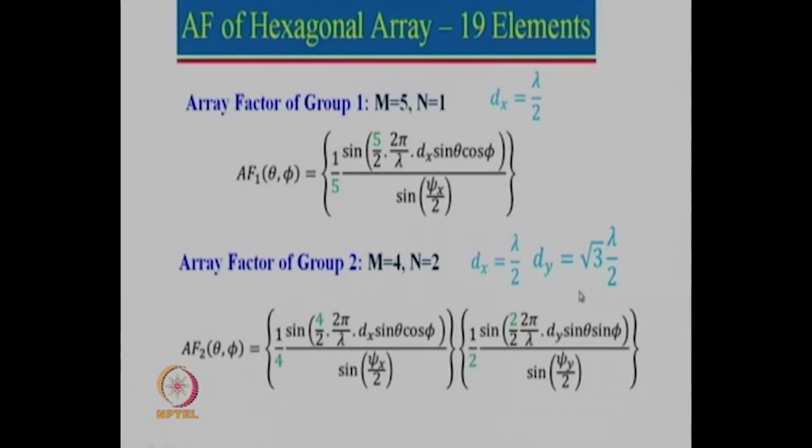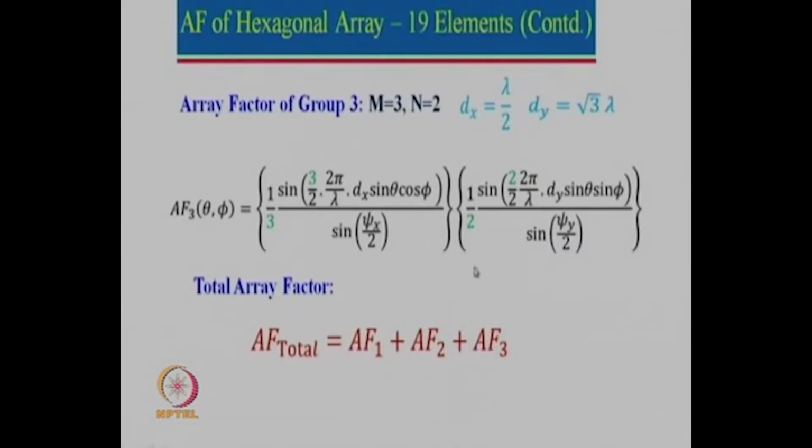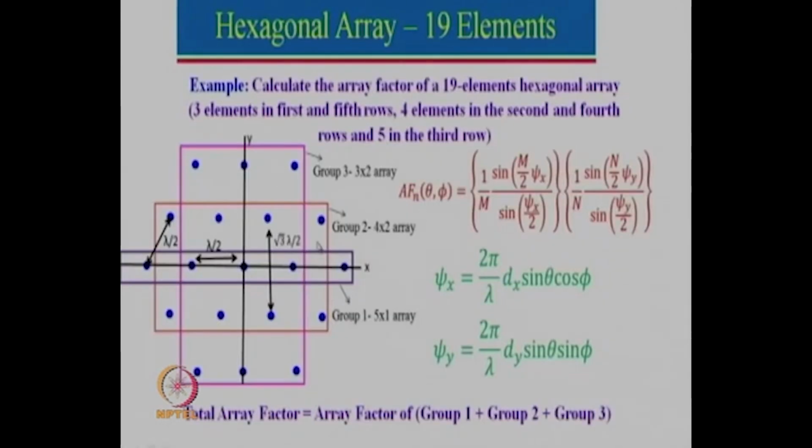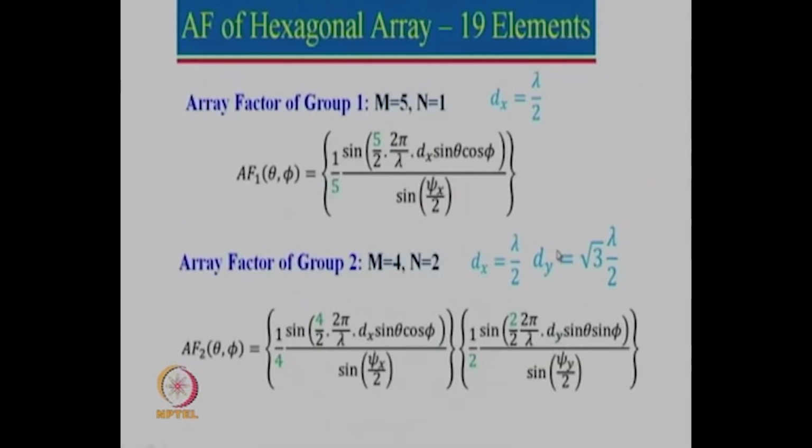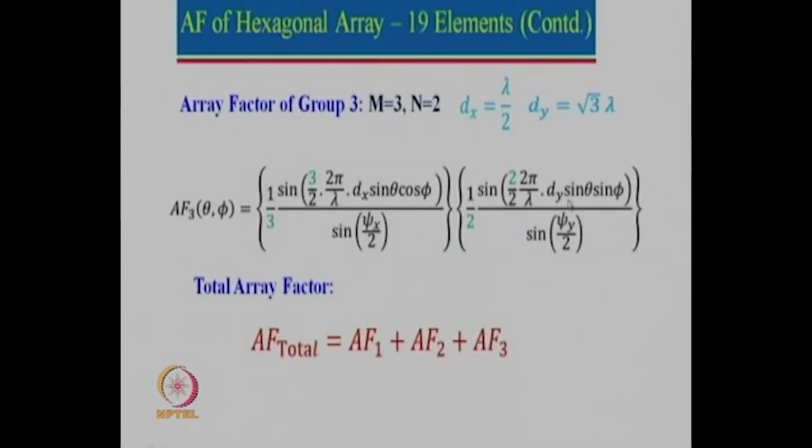Now we need to find out for group 3. So for group 3 the dimension is 3 by 2. So we put m equal to 3, n equal to 2. Again dx remains the same, which is lambda by 2, but dy now is square root 3 times lambda. Why? You can see that the distance is from here to here. Each one of them you can think of as double this, which will be square root 3 lambda. So all we need to do is put these terms over there, and that will give the array factor for this. So we got the array factor.